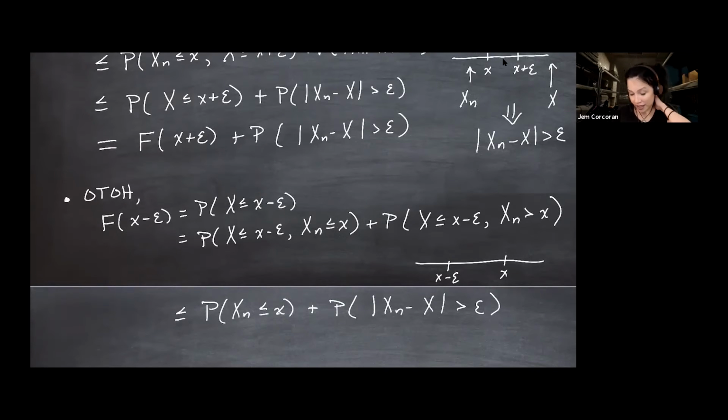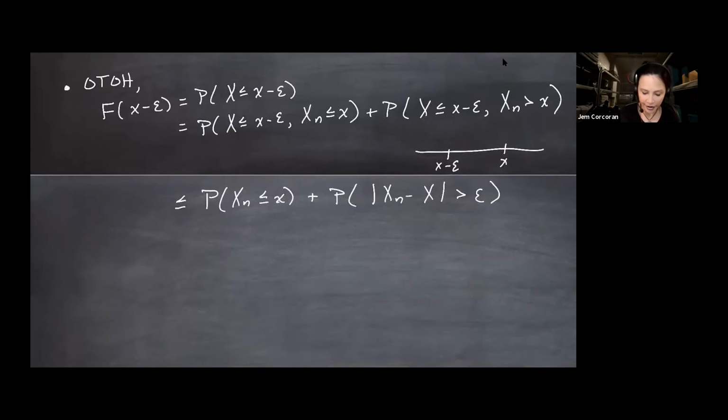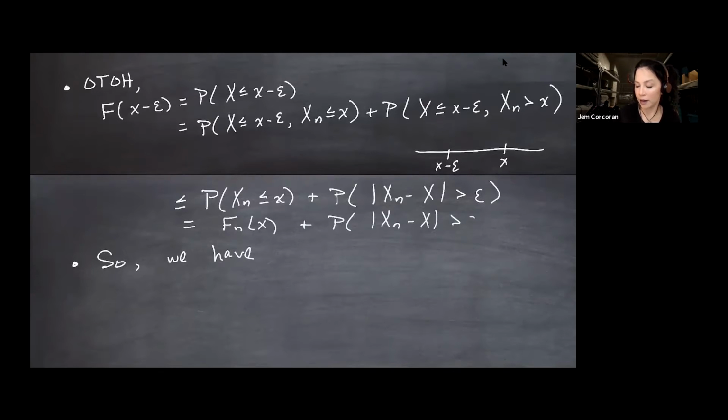So I know I did that fast, but it's really all the same stuff we did in the first bullet. So I'm going to take these bullets and put them together. So we have, oh, by the way, sorry, one more line up here. This is f_n(x) plus this probability that |X_n minus X| is greater than epsilon. Okay, so now I'm going to put them together and I'm going to sandwich the f_n.